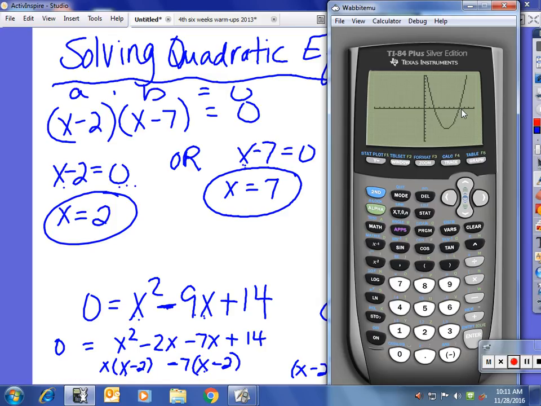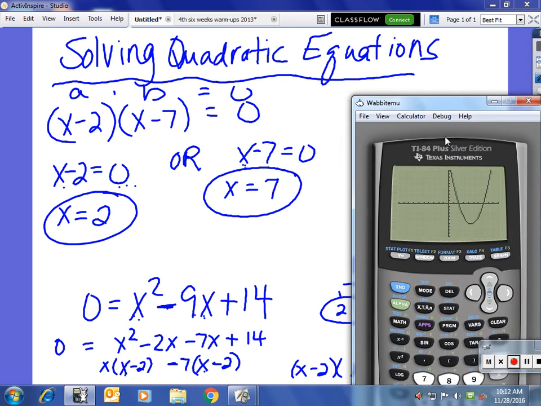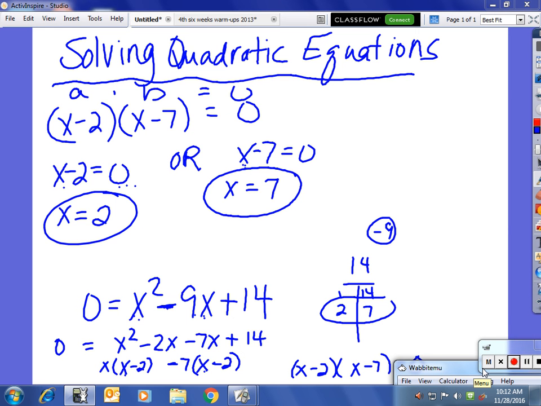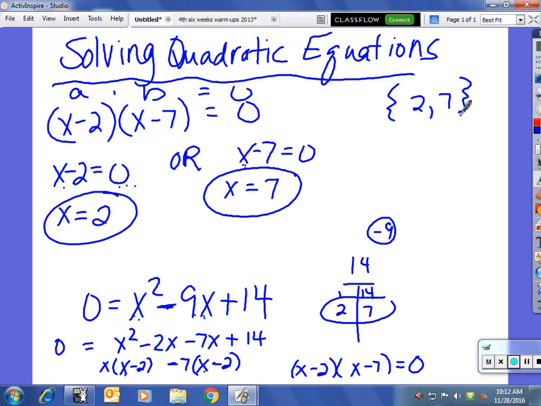Now, I want you to be able to do it by factoring. I don't want you to use your calculator. Also, sometimes it's not so obvious, not always nice whole numbers here. So the zeros, the roots, the x-intercepts of this particular problem are 2 and 7. Now let me show you how you can show your answer. Sometimes you can write it in set notation. There's two answers here, 2 and 7.